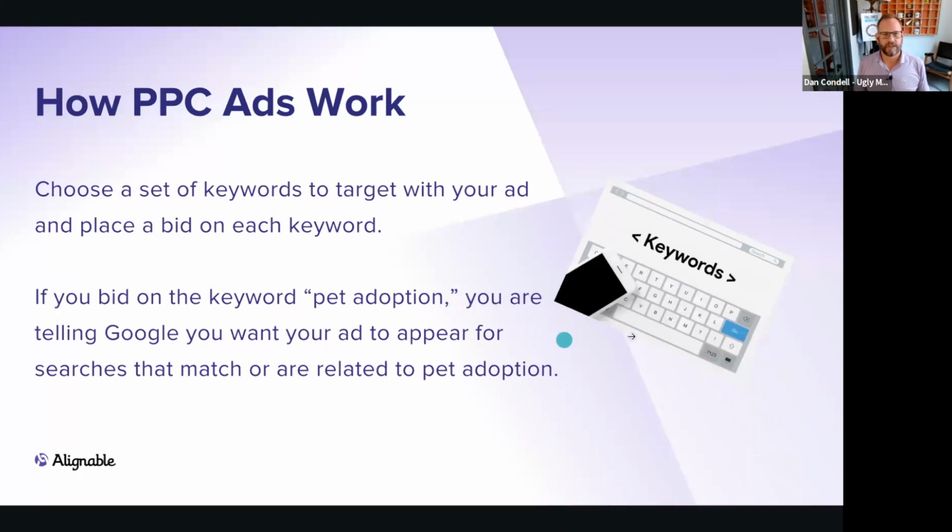If you bid on the keyword pet adoption, you're telling Google that you want your ad to appear for searches that are related to pet adoption. This can also be a more specific one, like pet adoption in Raleigh, North Carolina, so on and so forth. So all the keywords in here, that's what you're telling Google. You're paying them to be put up in one of those little sponsored spots. That's referred to as a search ad.